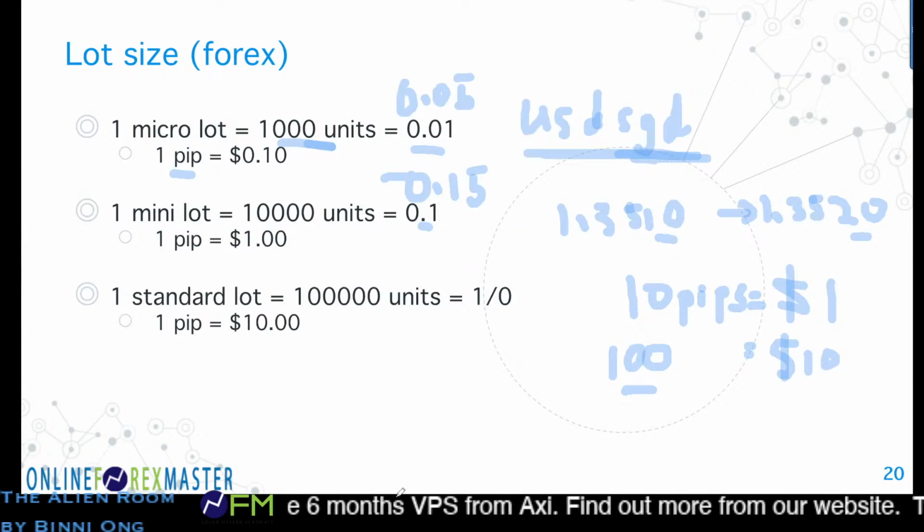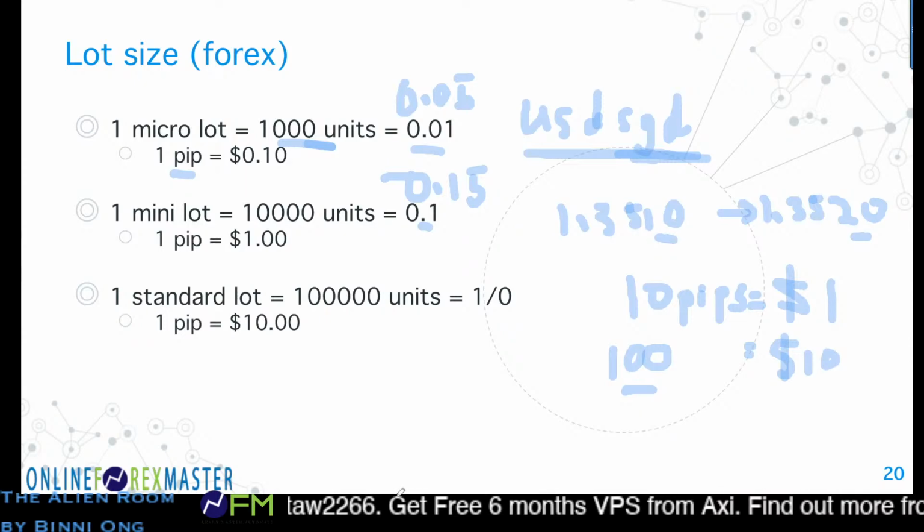But many times you don't actually need to do all this calculation because it's automatically calculated for you. You just have to have a rough idea. Okay, you just have to remember that when you do a micro lot, usually you will end up with your wins in the tens: $10, $20, $30, something like that. When you do a mini lot, you will end up with your win or loss in the hundreds, maybe like 100, 200, 300.